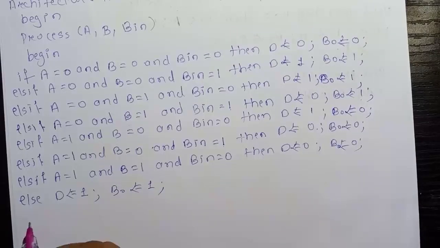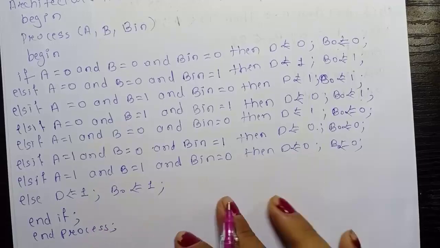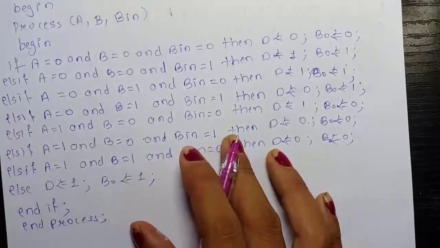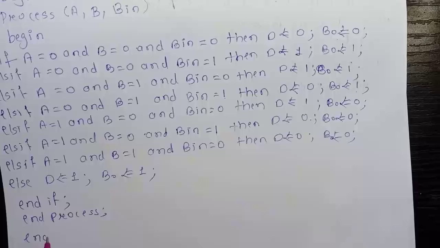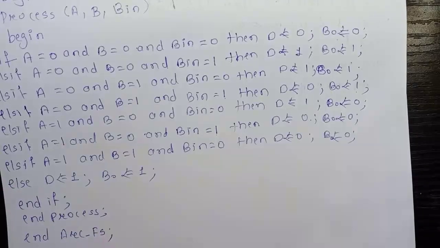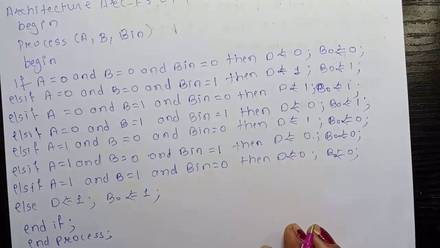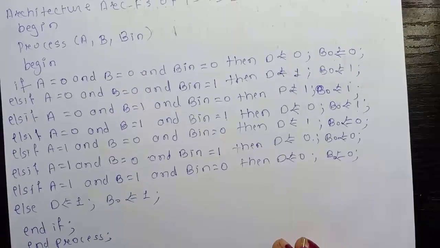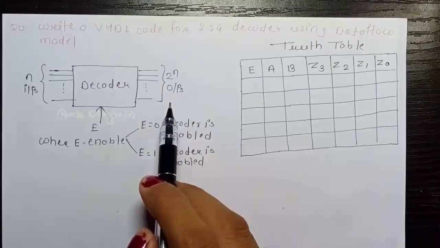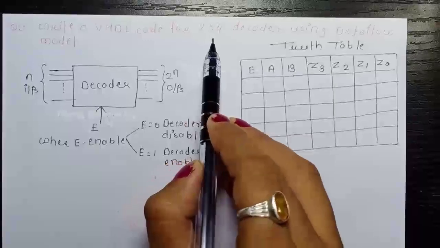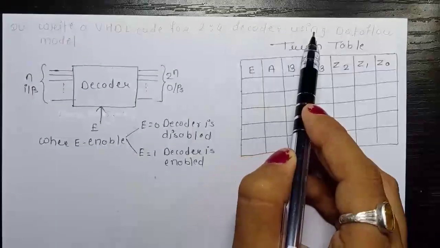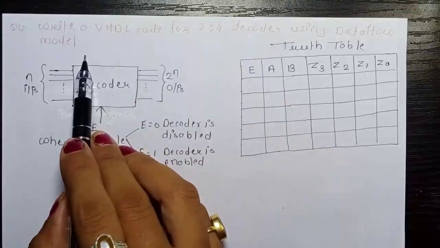Okay, next step is what? End if clause, end process, and last one is end architecture. Now name of my architecture is full subtractor. Okay, so this is the VHDL code for full subtractor by using behavioral model. Next is write a VHDL code for 2:4 decoder by using data flow model.